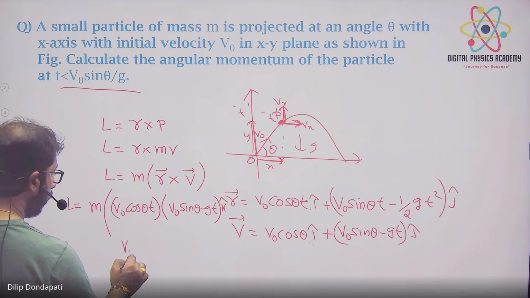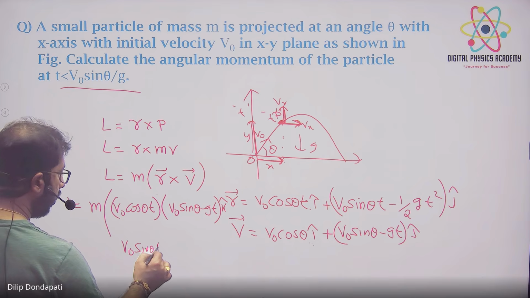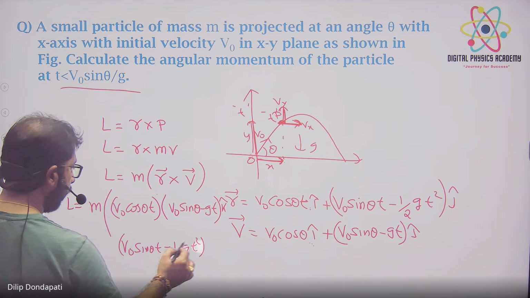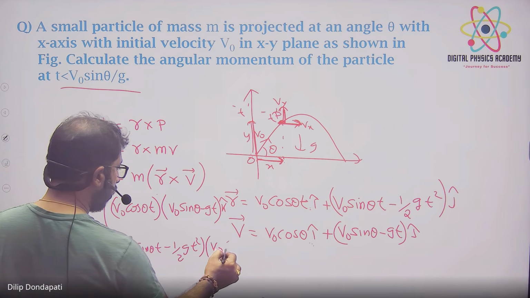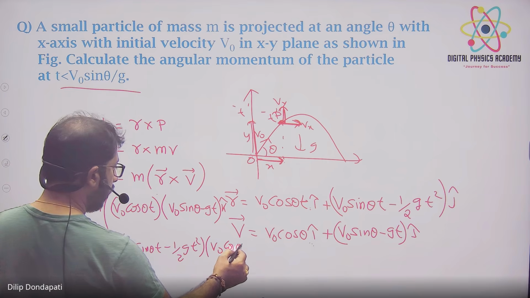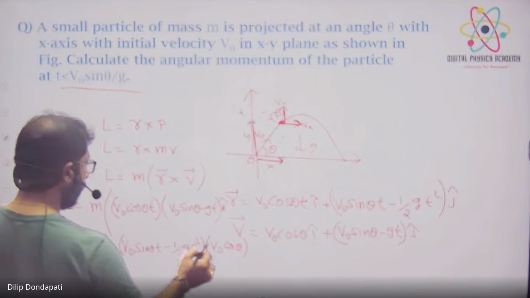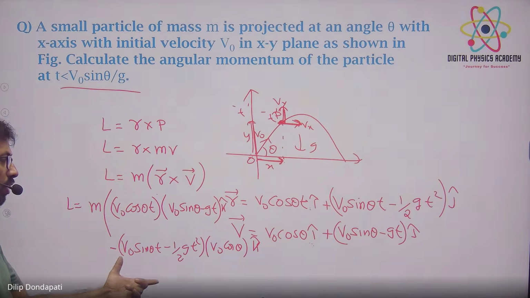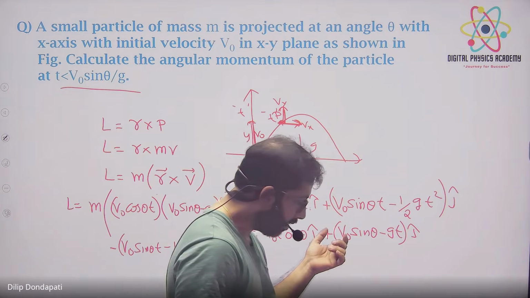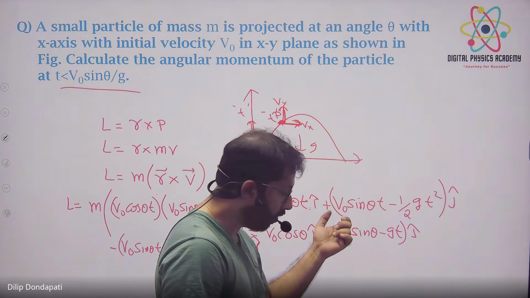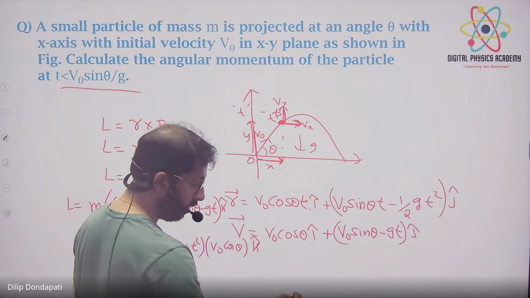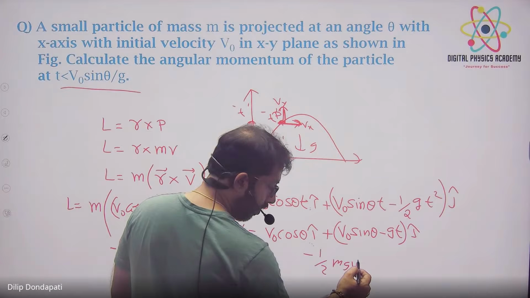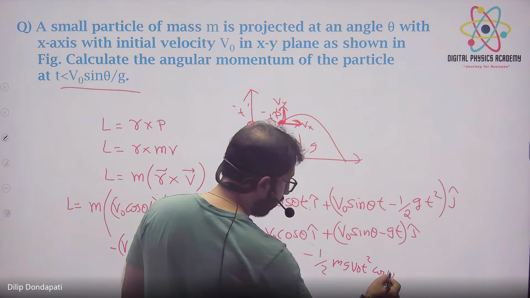So क्या होगा? v naught sin theta into t minus half gt square into v naught cos theta and minus k cap. So minus इधर k cap. So अब एक एक इनसे multiply करके solve किया तो will get the answer as minus half mg v naught t square cos theta k cap. So answer is minus half mg v naught t square cos theta k cap.